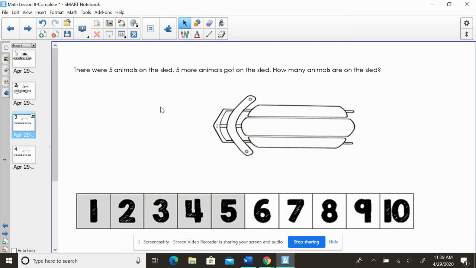Now I'm going to read you this story problem. When I'm done reading it, I want you to pause and I want you to show your work on the sled. There were 5 animals on the sled. 5 more animals got on the sled. How many animals are on the sled? So go ahead and pause the video and I want you to draw your circles and write that number.